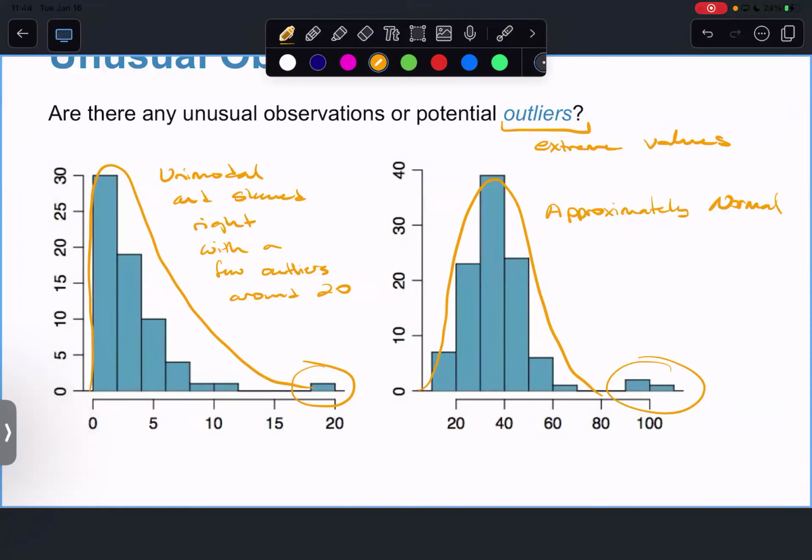And then I'm going to say with the exception of some outliers around 90, right? 90 to 100. With the exception of a group of outliers around 90. Good.